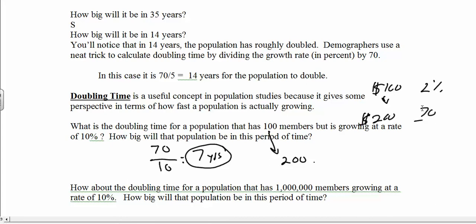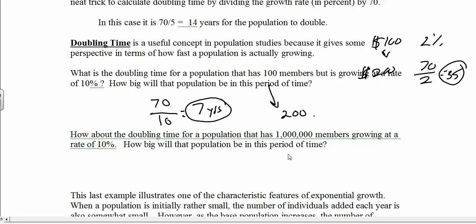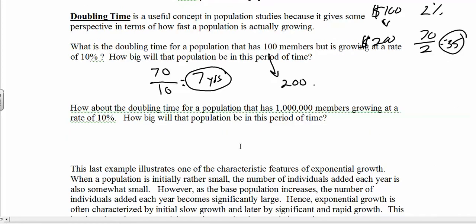And all you do is 70 divided by 2 gives you 35 years for your money to double at a 2% growth rate. Okay? But one more question with relation to doubling time. Now you have a population that has 1 million members, and they're growing at a rate of 10%. So what's the doubling time for this population? And if you're catching on, you'll realize the same percentage, same doubling time. Okay? No difference. Has nothing to do with the starting population. That has no effect on the doubling time.